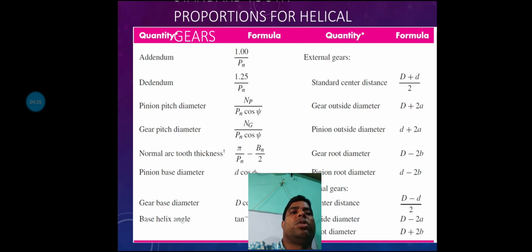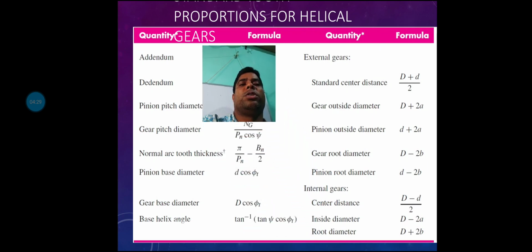And for the external gear, standard center distance, we know that center distance means the two gear diameters, that is, D plus d by 2. Now the gear outside diameter will be capital D plus 2a, and gear root diameter will be capital D minus 2b. Pinion root diameter is equal to small d minus 2b. And for the internal gear case, center distance will be capital D minus small d by 2.